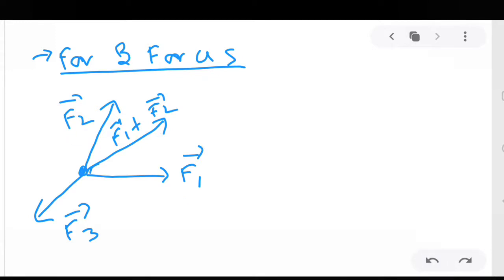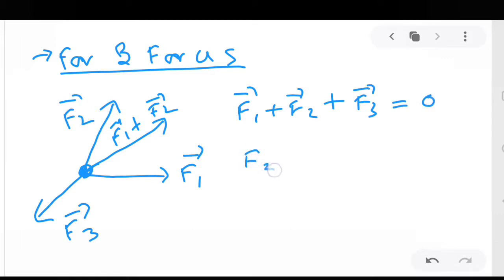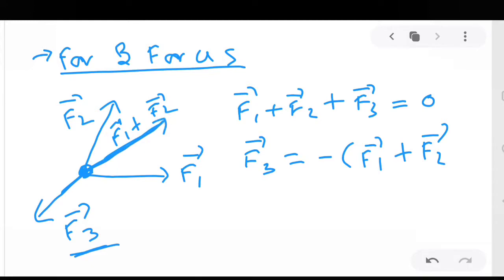Now if this particle is to be in equilibrium, that means F1 plus F2 plus F3 should be equal to 0. Net force should be equal to 0. So F3 should be equal to minus of F1 plus F2. That means F3 should be opposite to the direction of the resultant of F1 and F2, and the magnitude of F3 should be equal to the magnitude of the resultant of F1 and F2. That is the mathematical explanation.